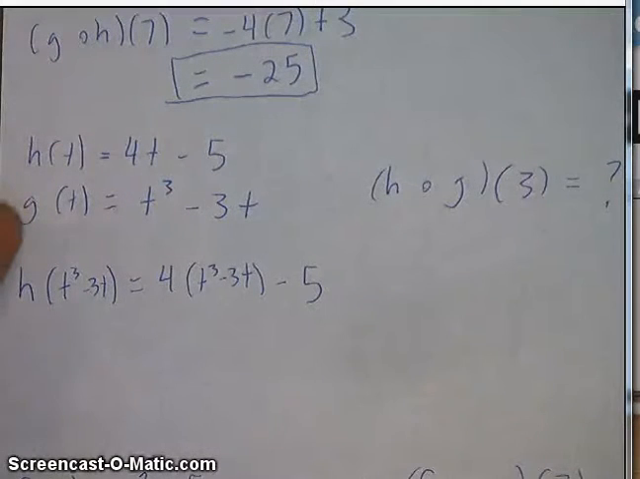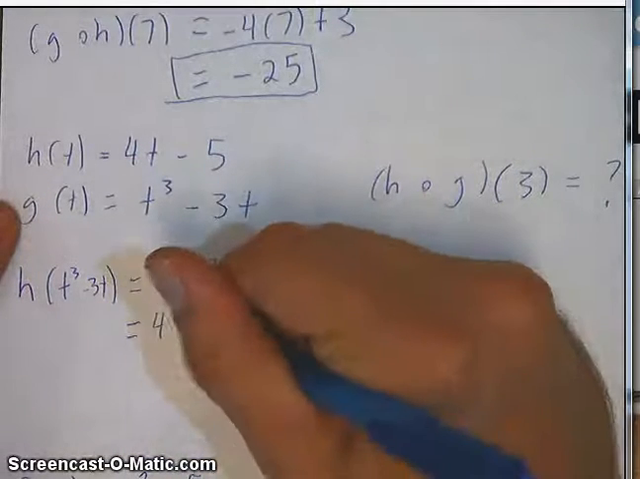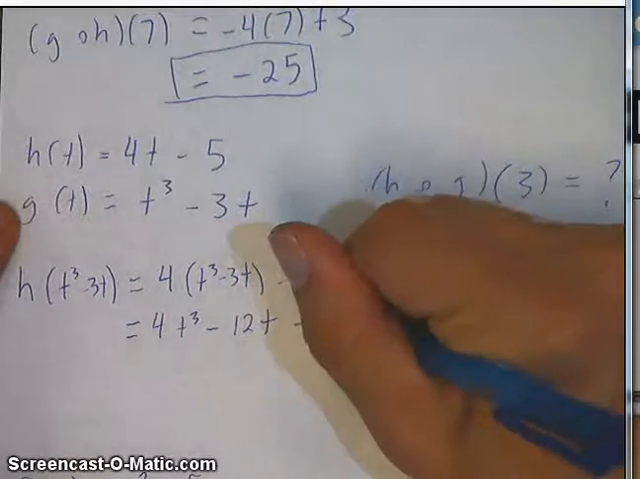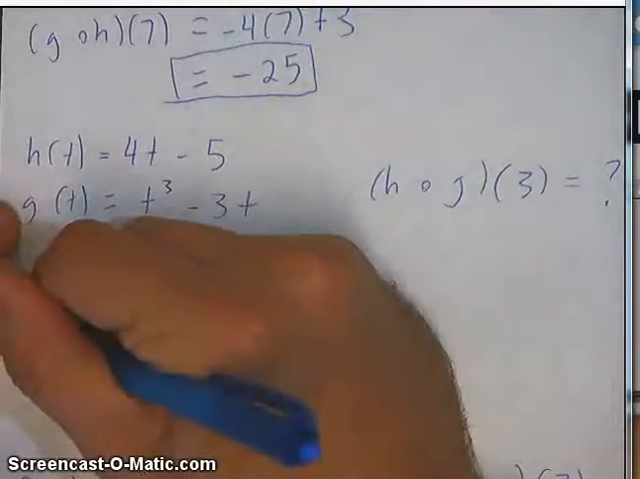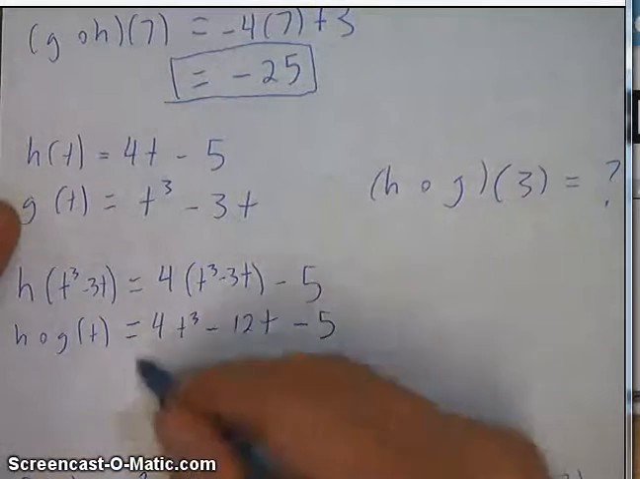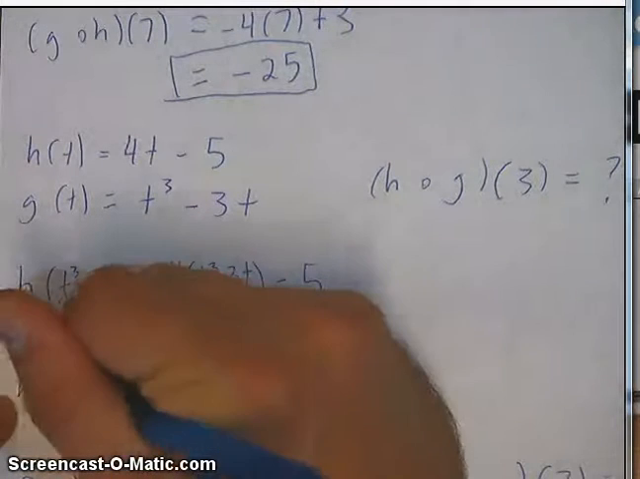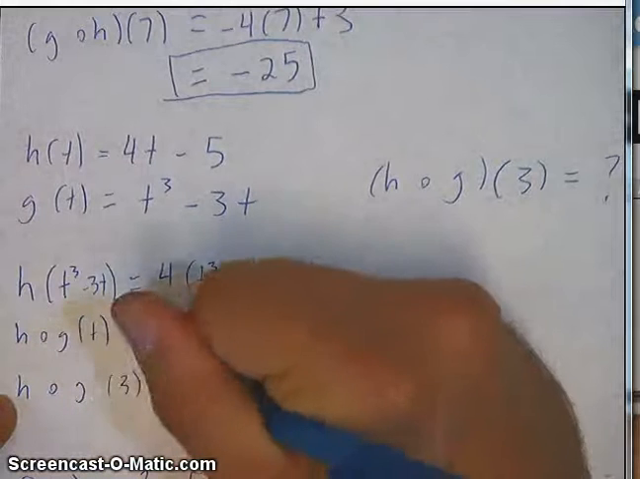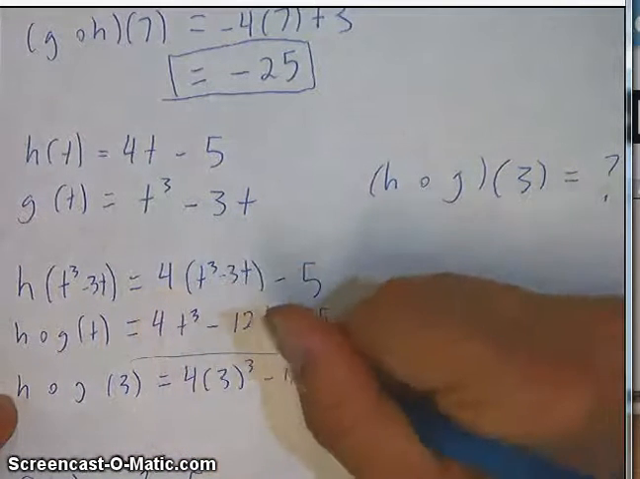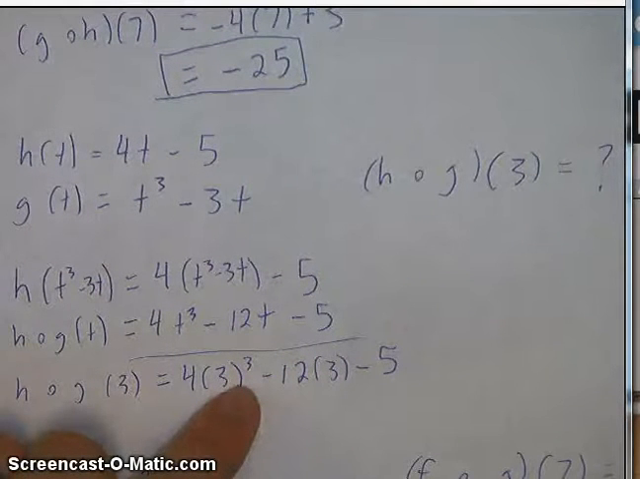And I can simplify that by distributing the 4. So I can make that 4t to the third minus 12t, because 4 times 3 is 12, minus 5. That's my h of g of t function. So now I can take that function and plug the 3 in there to get h of g of 3. So I'm going to do 4 times 3 cubed minus 12 times 3 minus 5. 3 cubed is 3 times 3 times 3, that's 27.